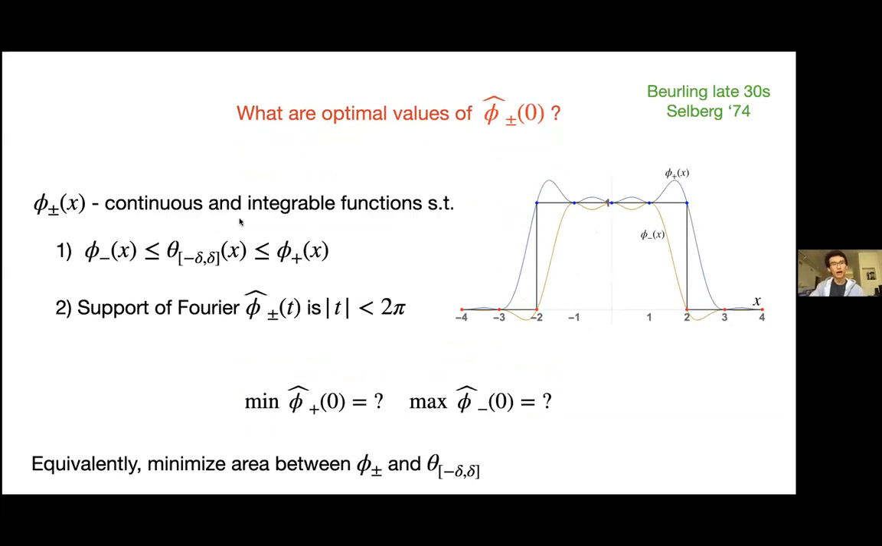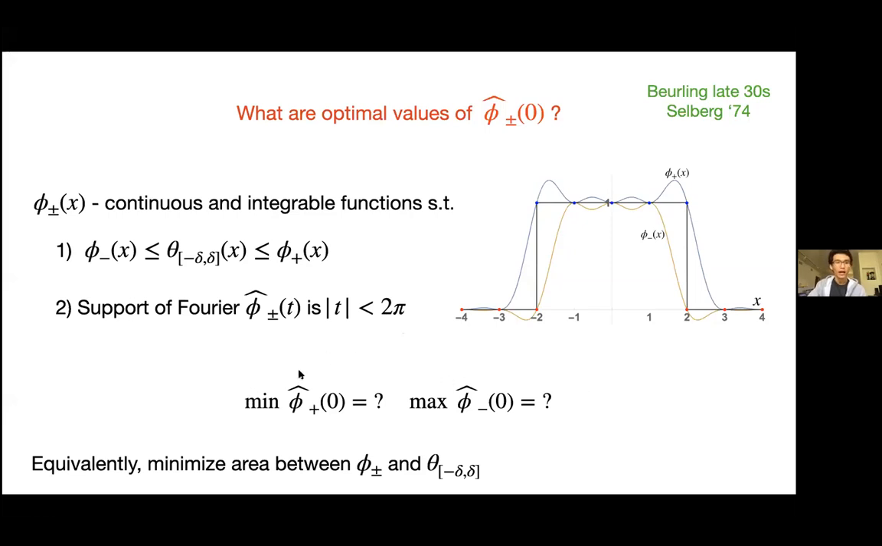And so let me remind you, what are these functions phi? Functions phi are continuous functions, and we would like them to be integrable so that phi hat of 0 is finite. They bound this characteristic function from above and below. And the support of the Fourier transform should be 2 pi, right? That was that lambda that we chose.